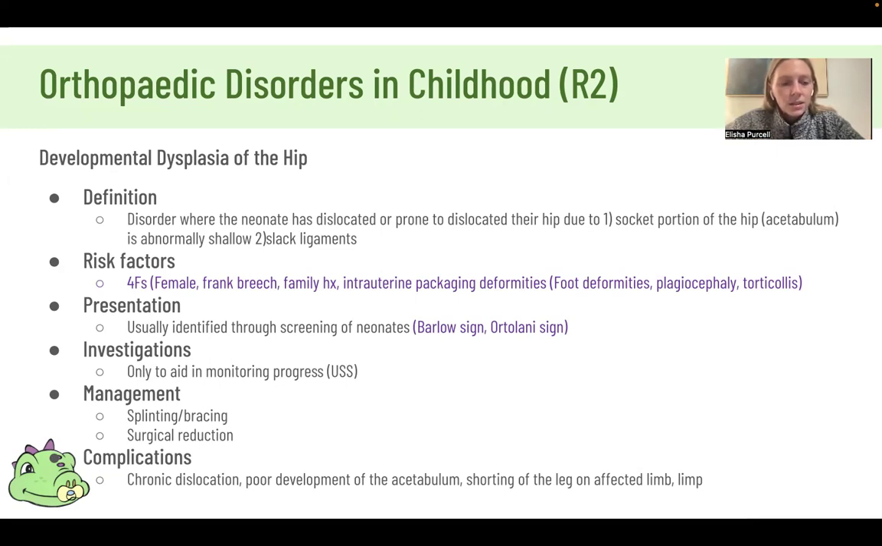like placement. So you think about the 4 Fs, pretty easy to remember: female, frank breech, family history, or foot deformities. Foot deformities really refers to intrauterine packaging deformities, so foot deformities as well as torticollis, plagiocephaly.